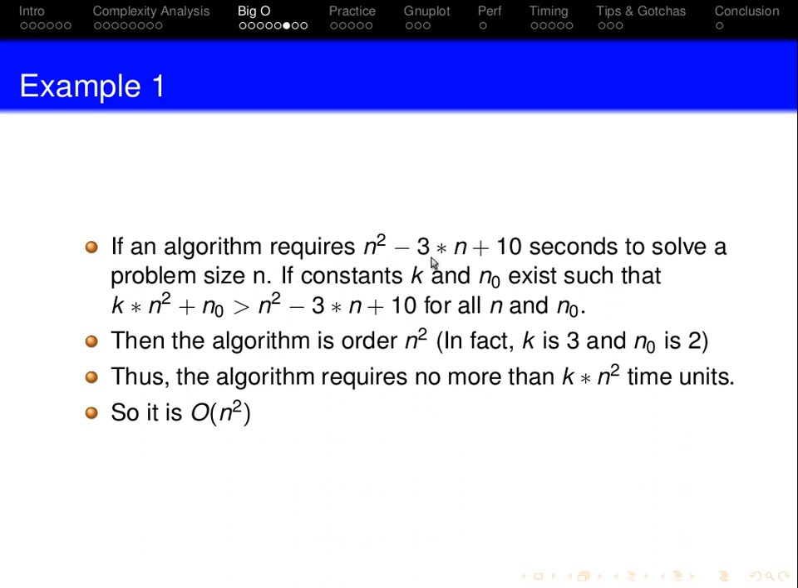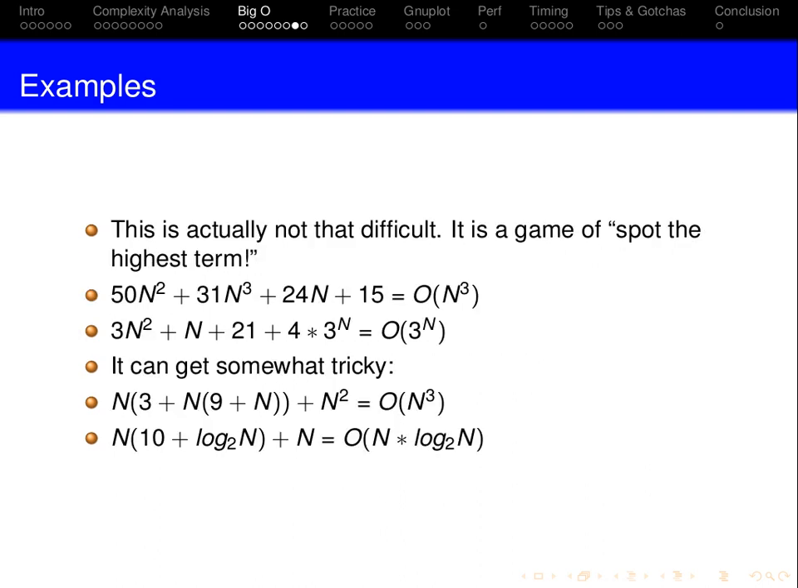If an algorithm requires n squared minus 3n plus 10 to solve a problem, and constants k and n0 exist such that k times n squared is greater than that for all n greater than n0, then we say the algorithm is of order n squared, namely if k is 3 and n0 is 2. Somewhat confusing. But the idea is that if you see this function, you know it's big O of n squared, and this is the mathematical way to prove it. You haven't taken discrete math, so I can't require this of you. But luckily, it's actually not that hard.